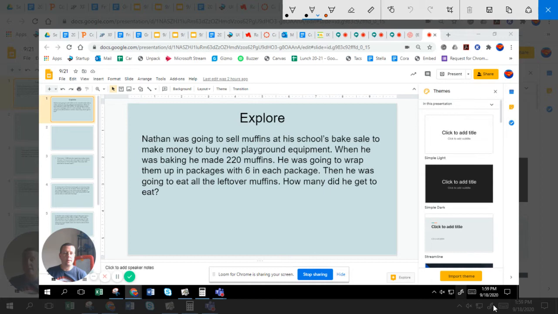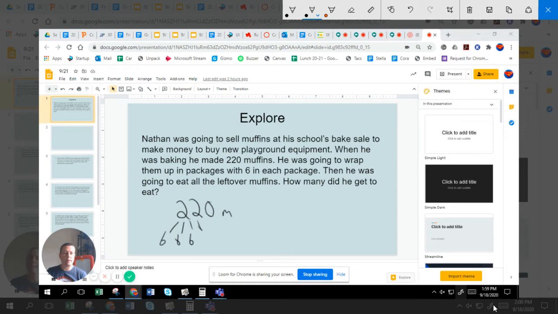Then it says when he was baking, he made 220 muffins. All right, that's something we need to know. There's 220 muffins. Okay, he was going to wrap them up in packages with 6 in each package. All right, so we're taking the 220 and we're breaking them up into groups of 6. That's what's happening here. Then he was going to eat all the leftover muffins. So how many does he get to eat? All right, so we're taking these 220 and breaking them up into groups of 6. That's simple division, same thing we've worked on for a while.